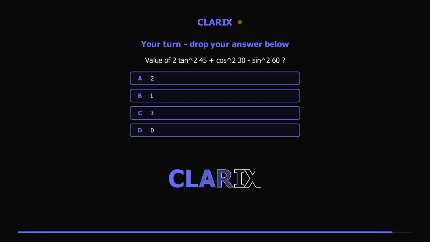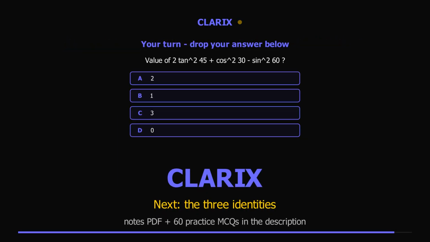That's the foundation of trigonometry, the 6 ratios and the values that unlock every problem. In the next video, we turn these into the 3 identities that let you prove and simplify anything.